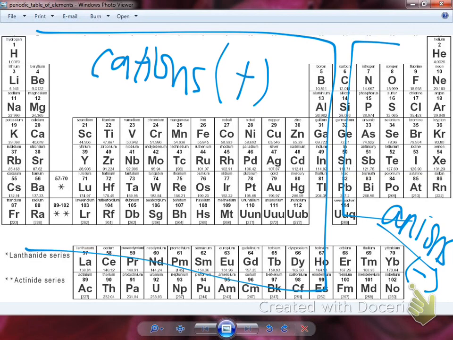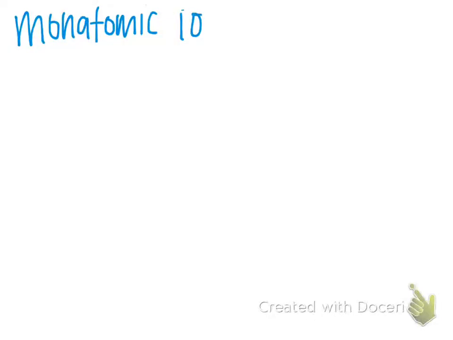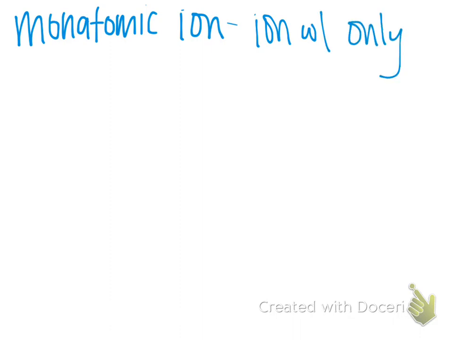Okay, so let me clear this out. And we're going to talk about something called a monatomic ion. Using what you know about prefixes, what does it mean to be monatomic? It has one atom, right? So a monatomic ion is an ion with only one atom.